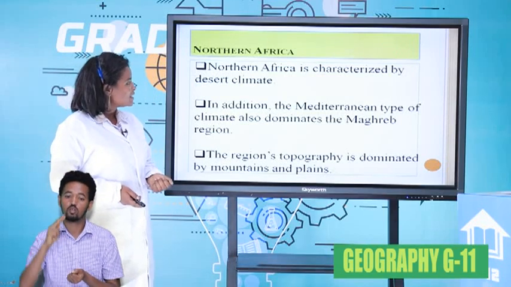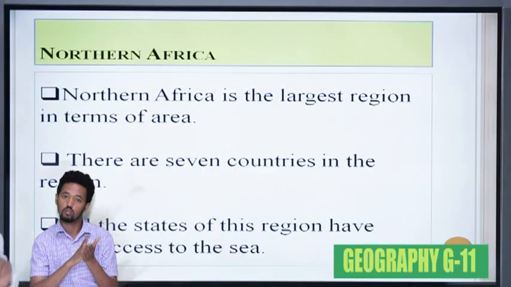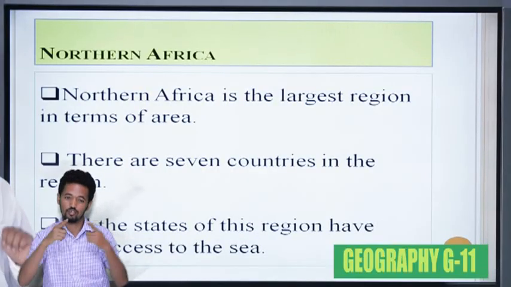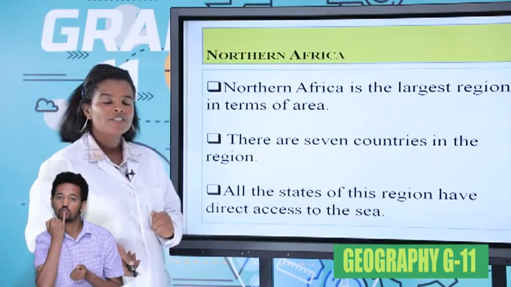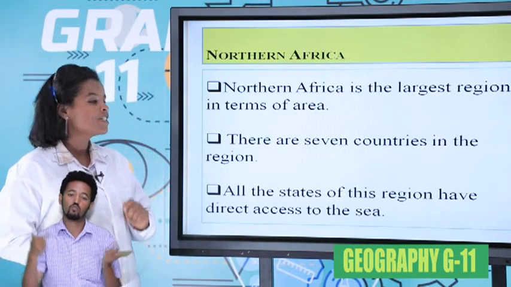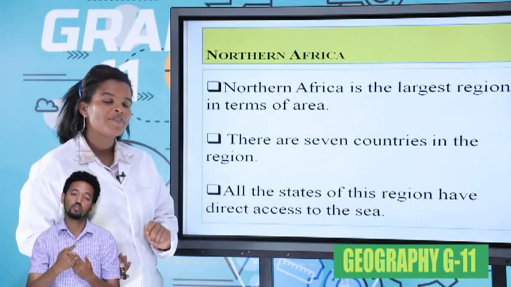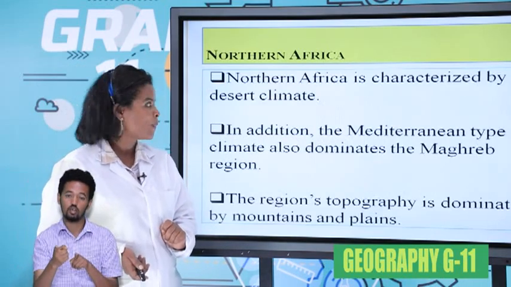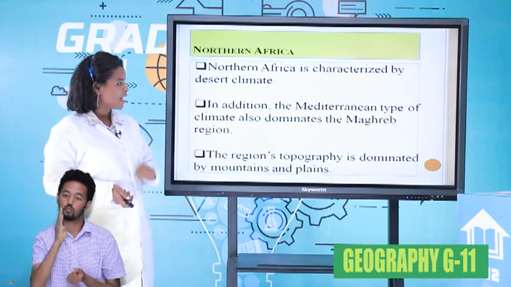Northern Africa is characterized by desert climate. All the states of this region have direct access to the sea. North Africa is the largest region in terms of area. There are 7 countries in the region.